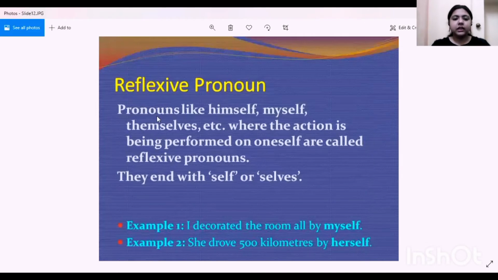Now we come over to reflexive pronouns. Reflexive pronouns are very easy to identify because they are always followed by this word self or selves.